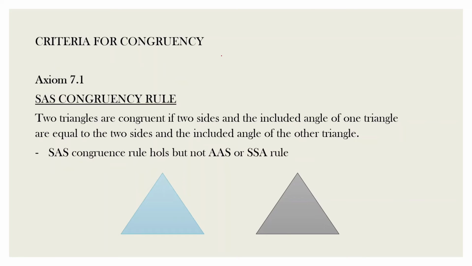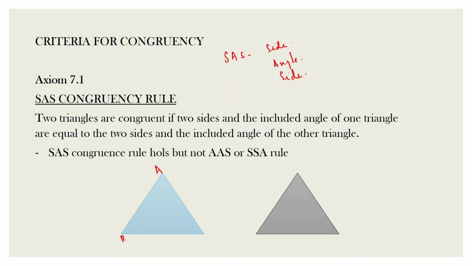Criteria for congruency of triangles. Axiom 7.1 talks about the SAS congruency rule. SAS congruency rule stands for side, angle, side. Two triangles are congruent if two sides and the included angle of one triangle are equal to the two sides and the included angle of the other triangle.